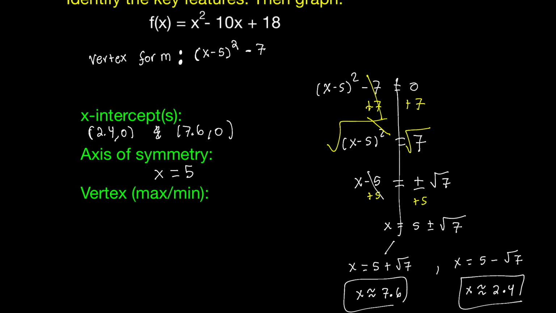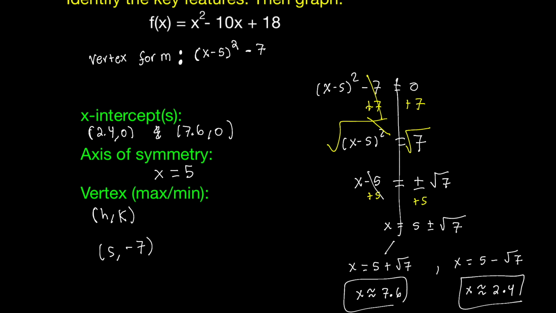As for the vertex, that's the h and k, the coordinate (h, k). So in other words, it's going to be the axis of symmetry, which is 5. And that's going to get paired up with the k value, and the k value is the term at the end. So here we get negative 7.